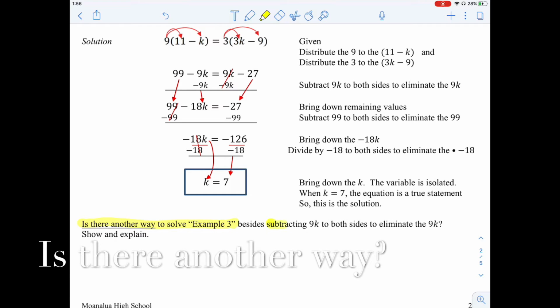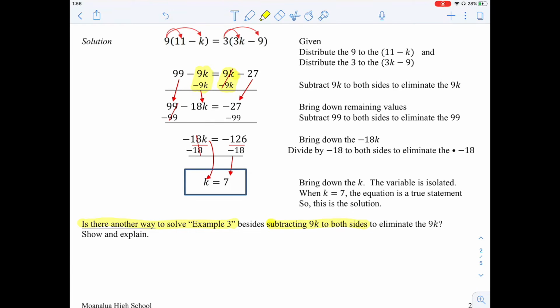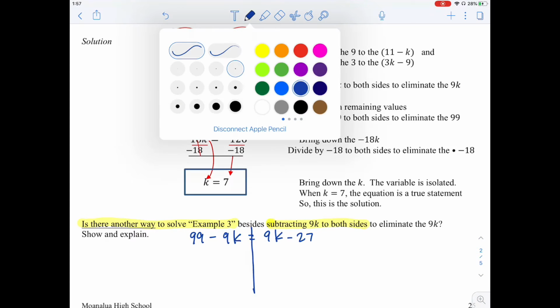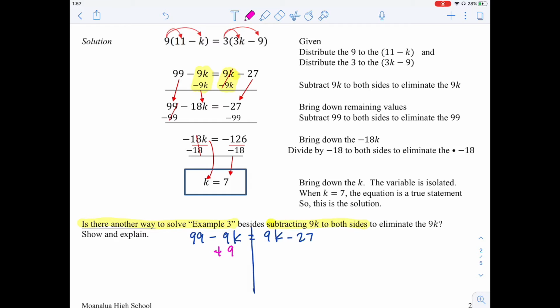Besides subtracting 9k from both sides. Right, so we subtracted what's on the right here. Subtract 9k, and we did it to both sides. Is there a different way that we could do it? So if you had 99 minus 9k equals 9k minus 27. Instead of subtracting 9k from the right, we could get rid of the left. We could add 9k to the left and do it that way.